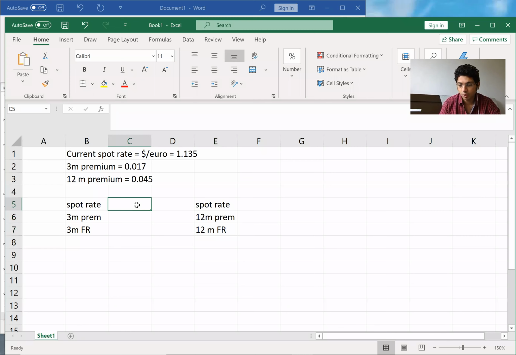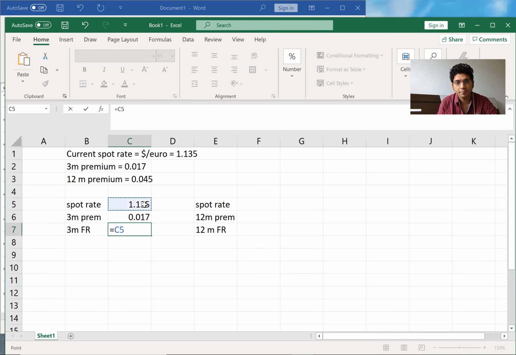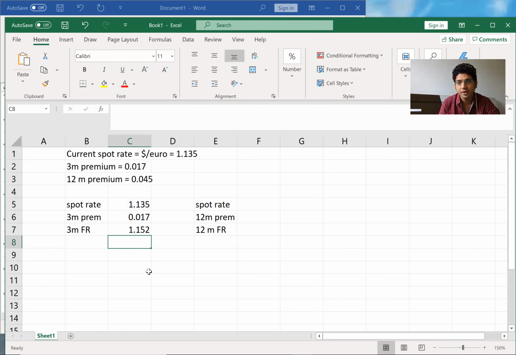Okay, so spot rate is 1.135. 3 months premium is 0.017. So this will be equal to, and prices are expected to increase. They have given in the problem prices are expected to increase, so we add it. If the prices were expected to decrease, we would have deducted. So that gives me the 3-month forward rate.